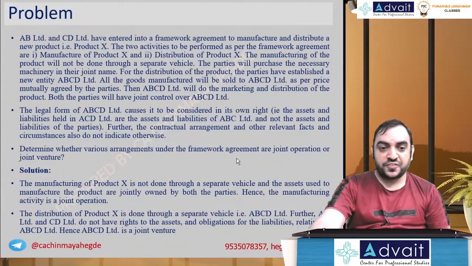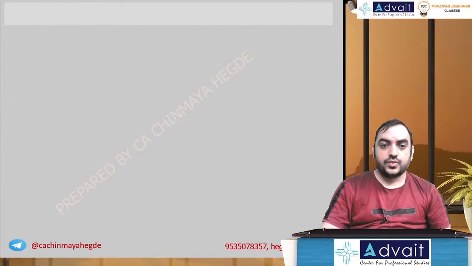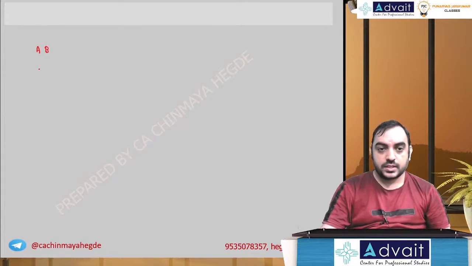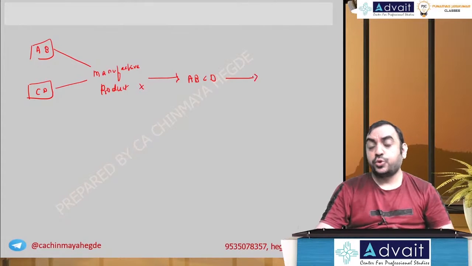So how the structure is as of now, I'll explain it to you. AB Limited and CD Limited have come together. They will have one joint operation and they manufacture product X. Once it is manufactured, it will be sold to ABCD, and then it will be marketed and sold to outsiders, customers. That's the process.